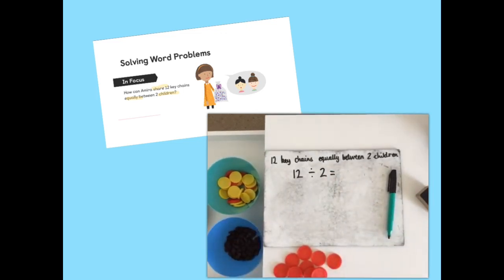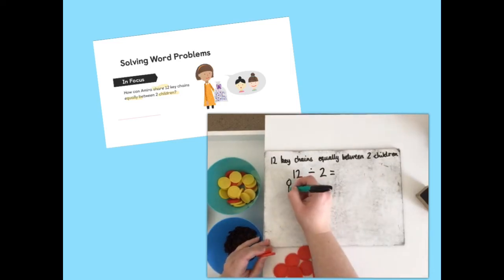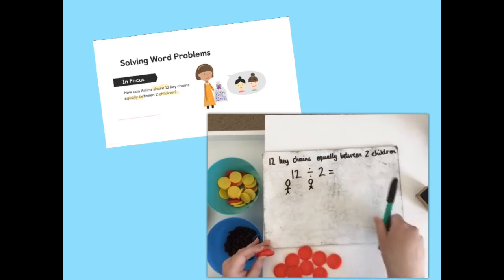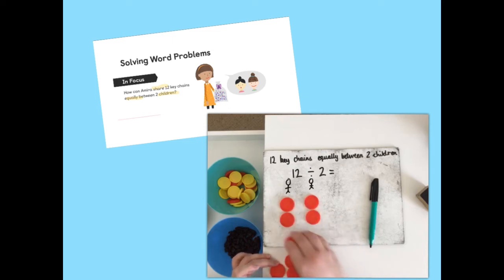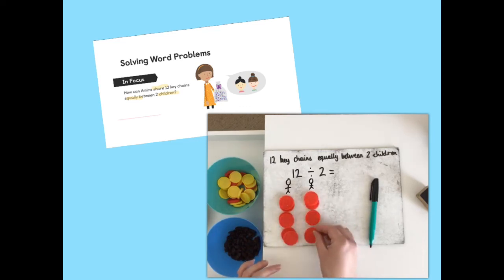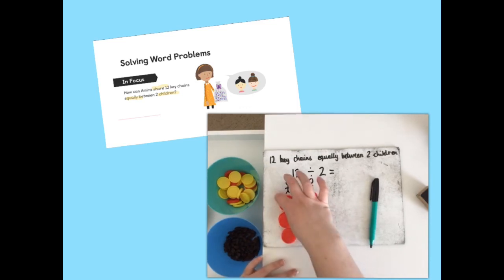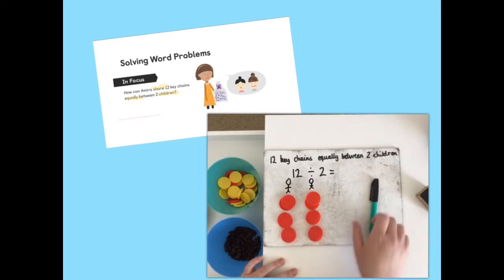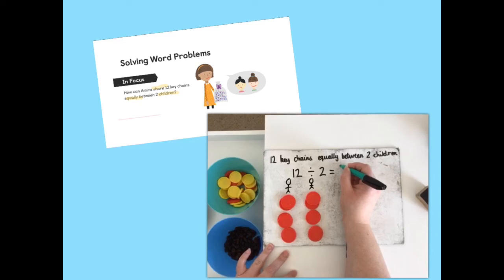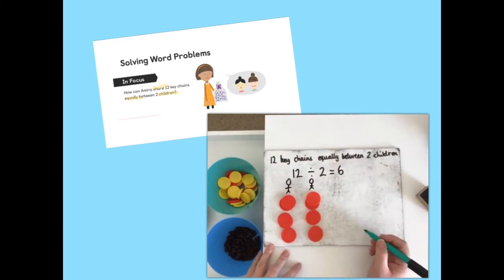I'm going to show you how to do it with counters and drawings, because it's a good way to check your answer. So I've got my 12 counters, and I'm going to pretend that I've got my 2 children, just by drawing a picture of them, and I'm going to share my counters between them. So if I have a look at each child, I can see that I've got 2, 4, 6 for child 1, and 2, 4, 6 for child 2. So 12 divided by 2 must be 6. I'm just going to check it with my drawings.